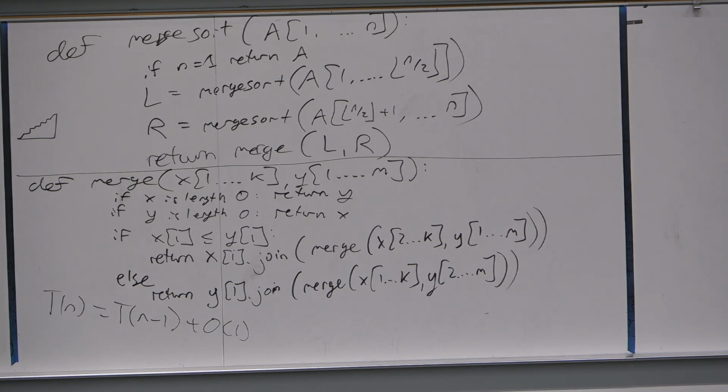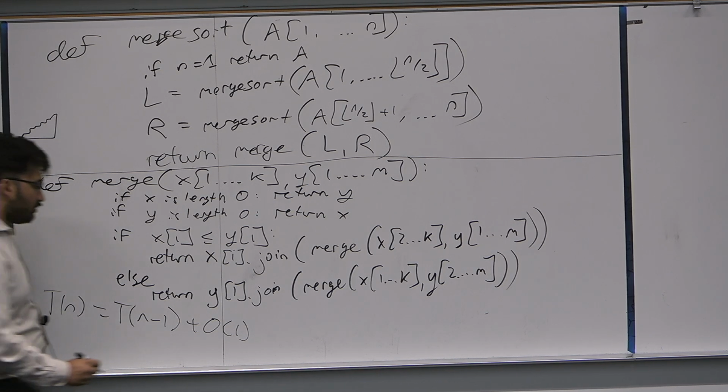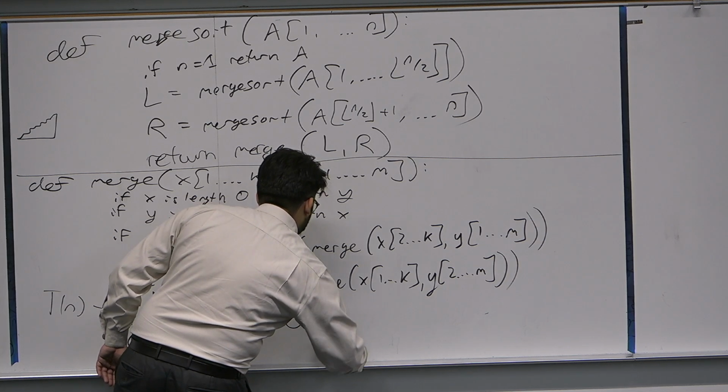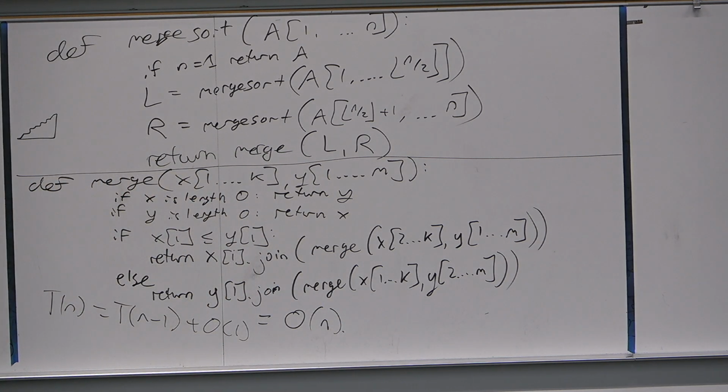If you were to expand that out, that's just going to be O of 1 plus O of 1 plus O of 1 plus O of 1, which is just going to give you approximately linear time. Okay, cool. Merge takes linear time, sorry, not merge sort. Any questions on the correctness of merge or the runtime of merge?